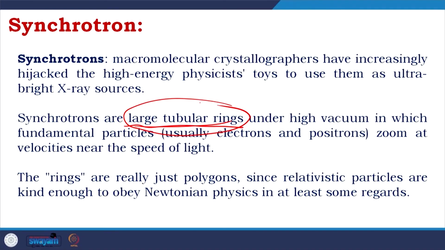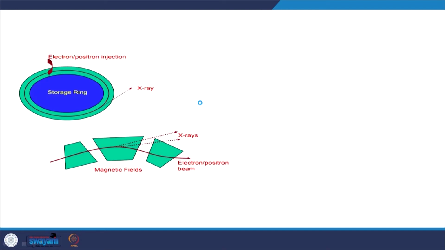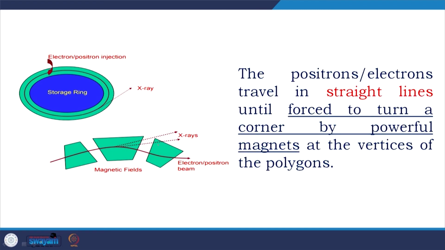The rings are really just polygons, since relativistic particles are kind enough to obey Newtonian physics in at least some regards. Why? Electrons and positrons travel in straight lines until forced to turn a corner by powerful magnets, rather than in a perfect ring, so it is a broken ring where the magnetic field acts and X-rays come out through windows. Those corners are actually called windows.